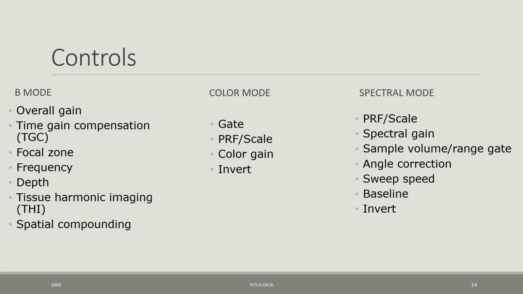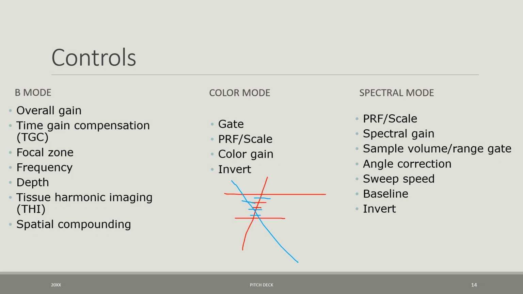When we come to color mode, we can adjust our gate. When we look at a vessel, we place our gate in our vessel. We can either make it wider or we can make it narrower. We can also adjust the angle of our gate. The other thing that we can adjust is our PRF or our scale. If we want to improve our Nyquist limit, we would increase our PRF, and that would help prevent our aliasing. Same thing with our scale.